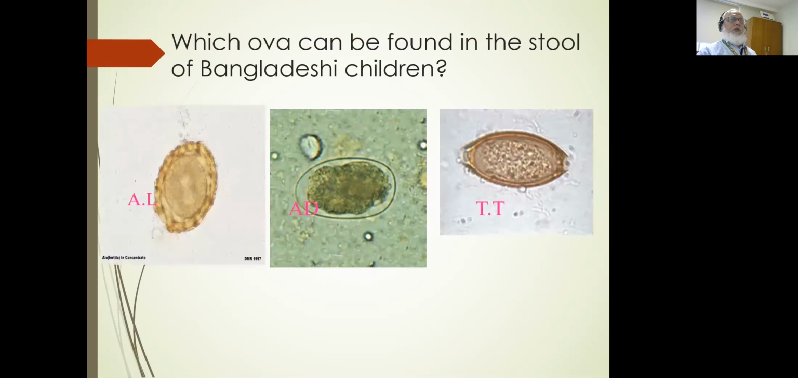Which ova can be found in the stool in Bangladesh? These are the common ova: Ascaris lumbricoides, Ancylostoma duodenale, and Trichuris trichiura.